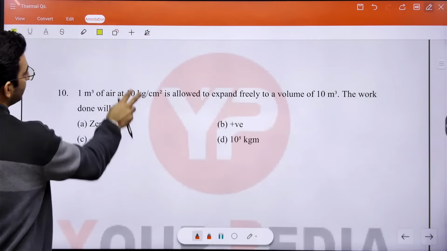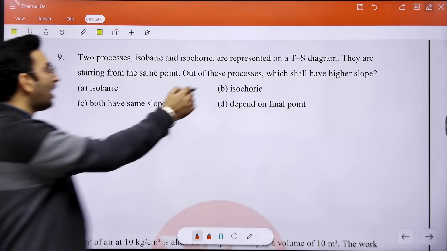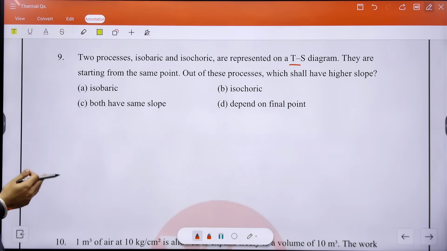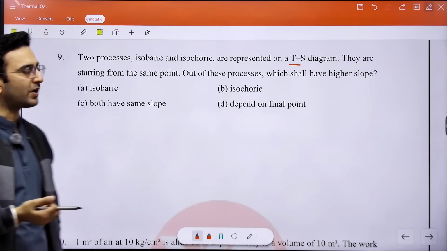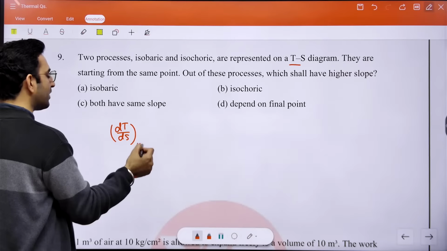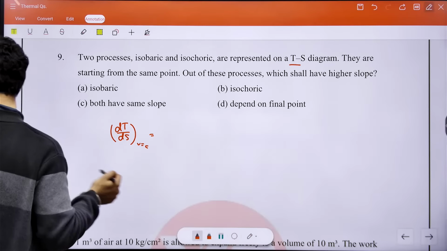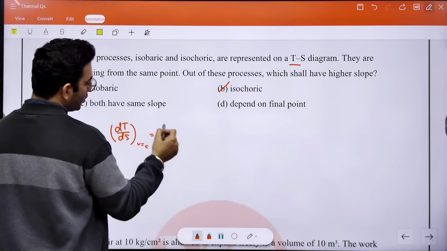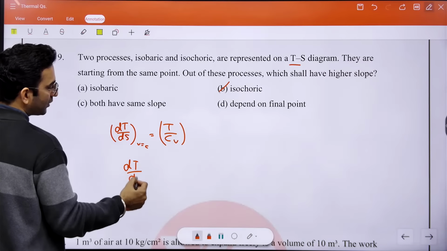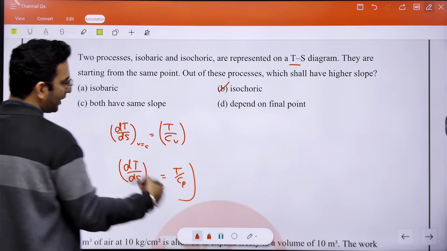Next, two processes, isobaric and isochoric, are represented on a TS diagram. They are starting from the same point. Out of these processes, which shall have a higher slope? That's a simple case. So the value of dT by dS for the constant volume process is, yes, what can be the answer here? Option number B. So for isochoric, we have a slope of T by Cv. For a constant pressure process, we have a slope of T by Cp. That we have to remember.